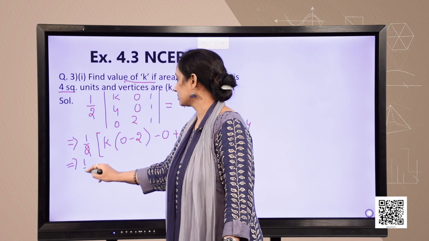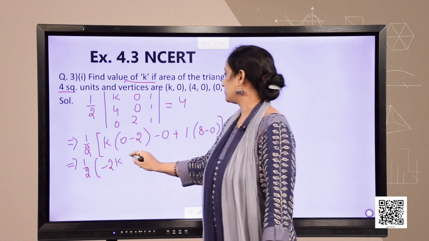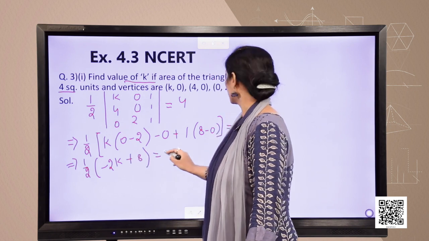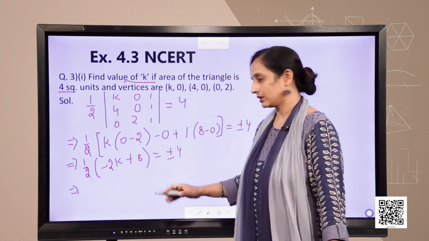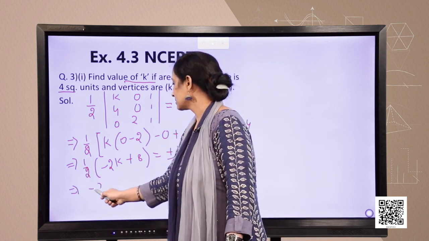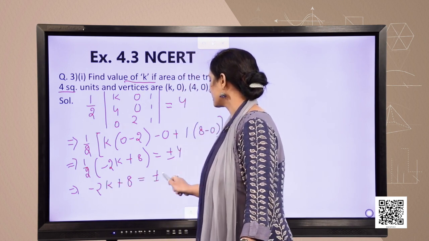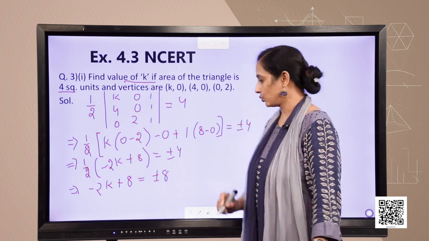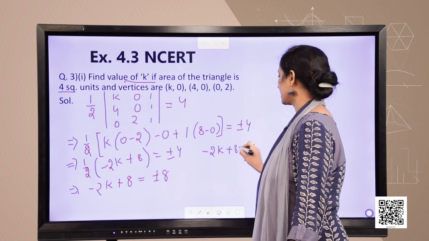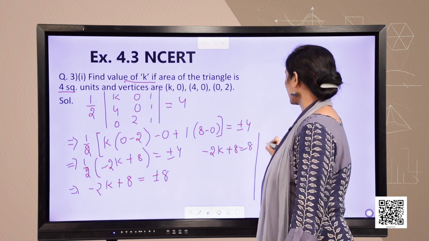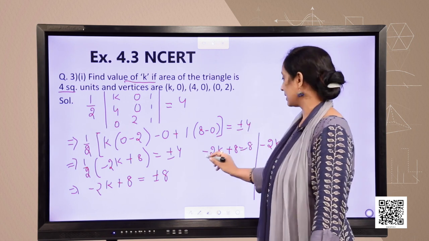So solve it further. This is half minus 2k. This is plus 8 plus minus 4. Shift this 2 to this side. You will get minus 2k plus 8 is equal to plus minus 8. Here you will get two cases. So case 1, minus 2k plus 8 is equal to 8, and the second case is minus 2k plus 8 is equal to minus 8.